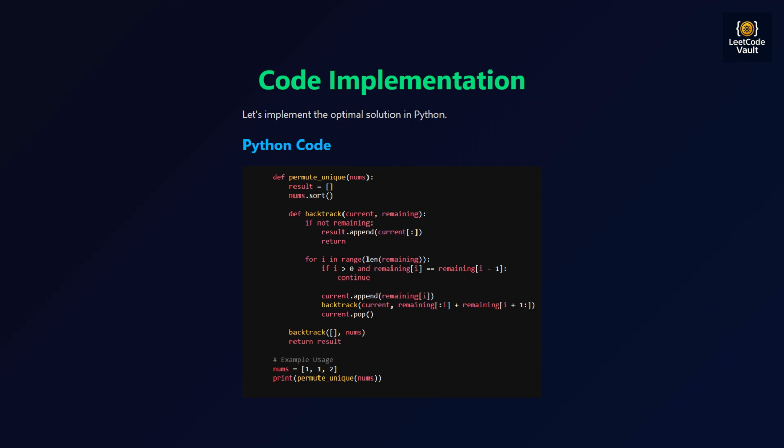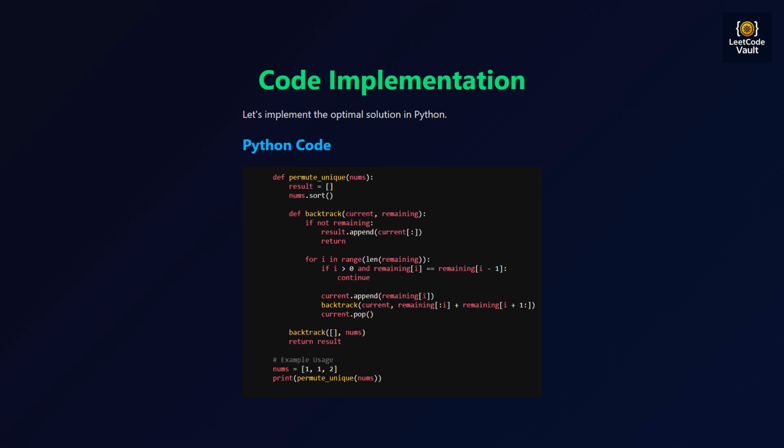Code implementation. Let's see the code in Python. First, we sort the input array. Then, we define a recursive helper function. This function takes the current permutation and the remaining elements as input. It iterates through the remaining elements, adding each element to the current permutation.